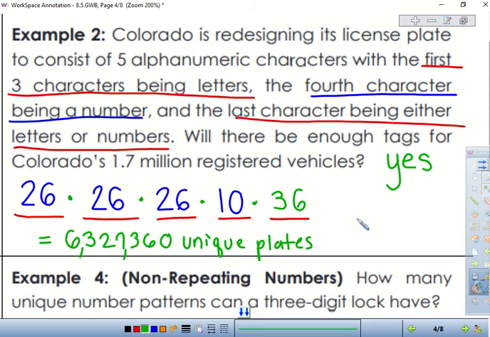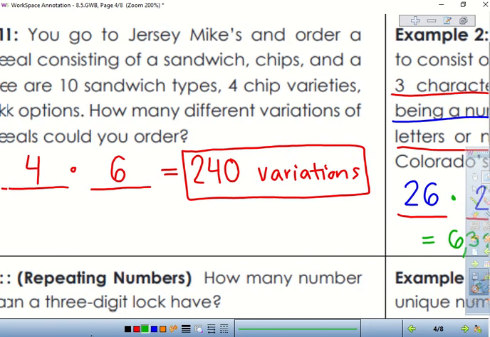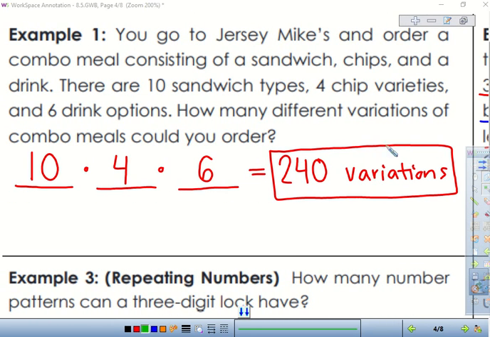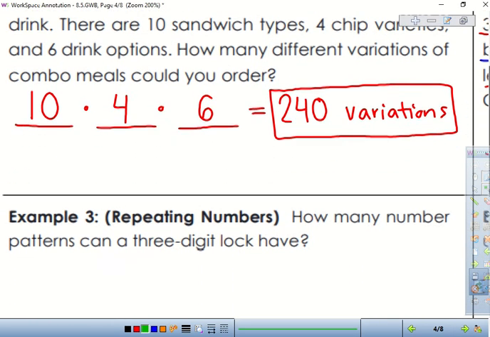So if you can repeat the letter, would it go from 26 to 25, 24? Exactly. Correct. Good. We're going to do an example like that as well. A similar one, but good question.